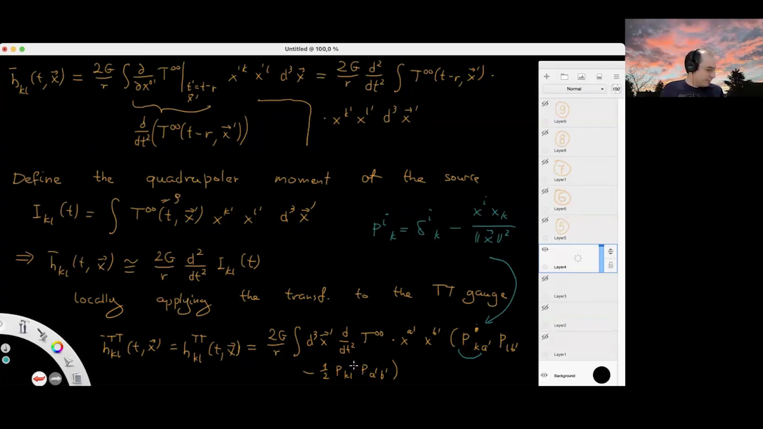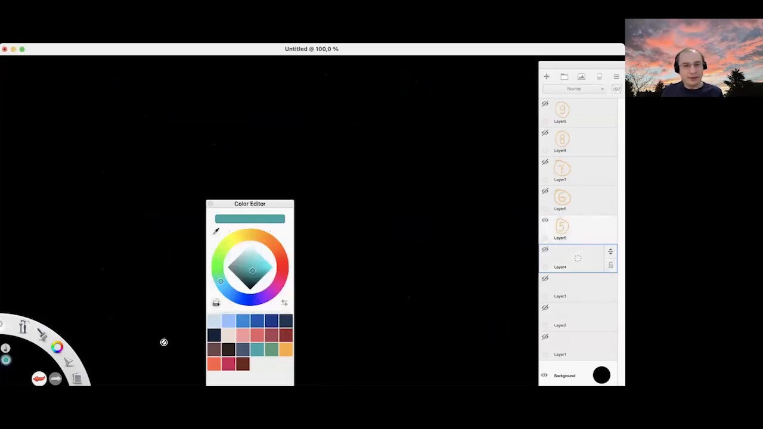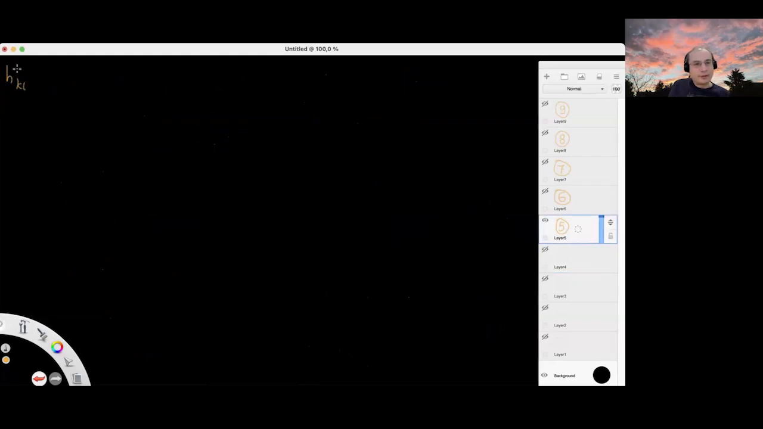And this is almost the final result. In the final step, I will just write it as h_kl^TT, x prime, equals 2G over r. Again, I write down this whole integral simply as the second derivative of the I_ij tensor. Then this is multiplied by this whole projector, P_ik P_jl minus 1/2 P_ij P_kl.